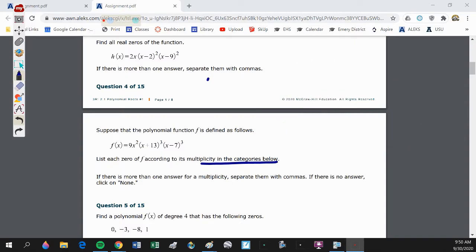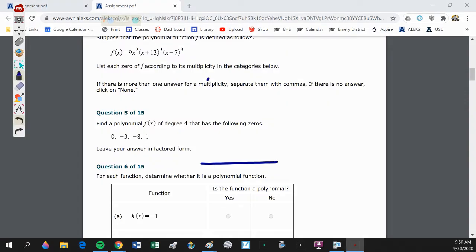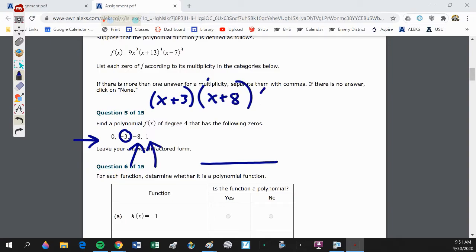Number 5 wants us to go backwards. Number 5 says, if the roots are 0, -3, -8, and 1, then what is the equation? All we need to do is turn each one of these back into a factor. So what is the factor associated with the root x equals -3? It would be x plus 3. And this one would be x plus 8. And this one would be x minus 1. What about the 0?